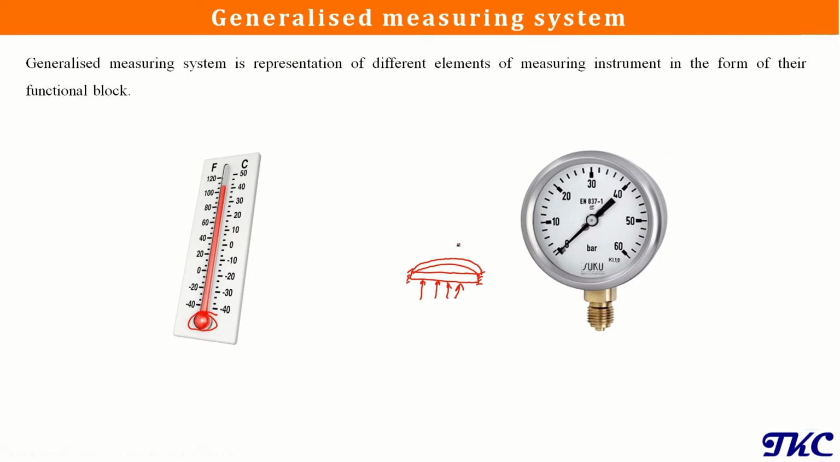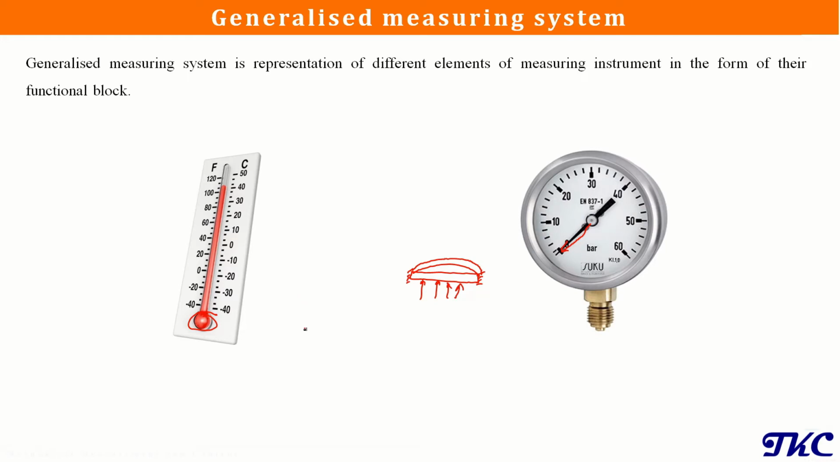Similarly, that displacement will be converted to the motion of this pointer, which is again an indication of the pressure. So now we can monitor the pressure with the help of the movement of this pointer on this dial scale. So here this dial scale becomes a monitoring element. In this way, we have a sensing element in the thermometer in the form of the thermometer bulb, and similarly a sensing element in the form of the diaphragm in the pressure gauge. Also we have a monitoring element, a scale on the thermometer, and also a scale on the pressure gauge.